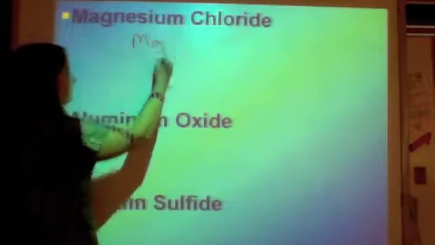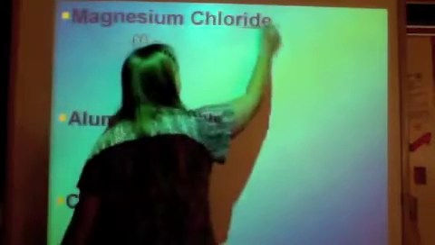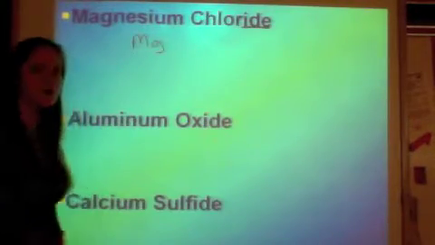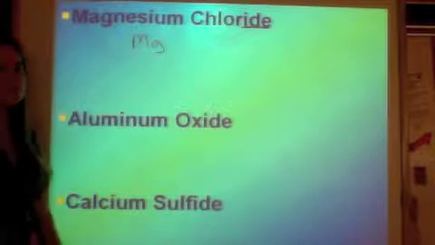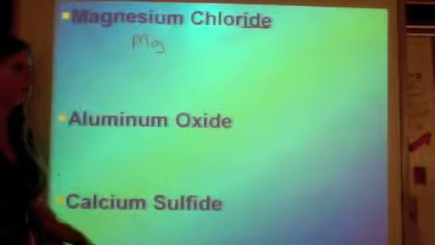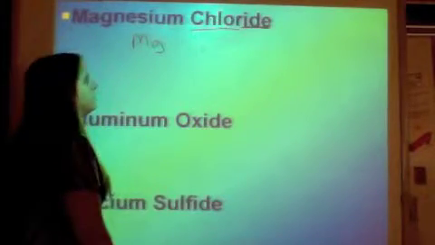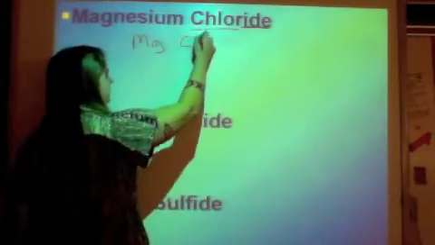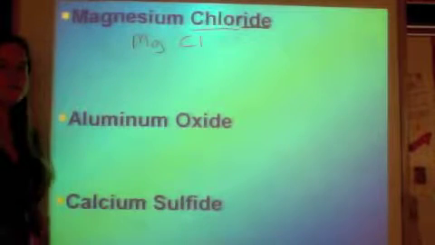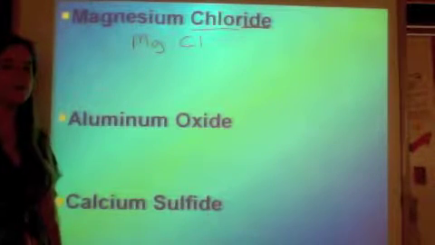So magnesium is Mg. Chloride, this piece right here, we're going to learn more about tomorrow. The IDE piece is added on, so think of it as chlorine. Look at the first part of the word to figure out what element it is. So chloride is chlorine. Step 1, done.